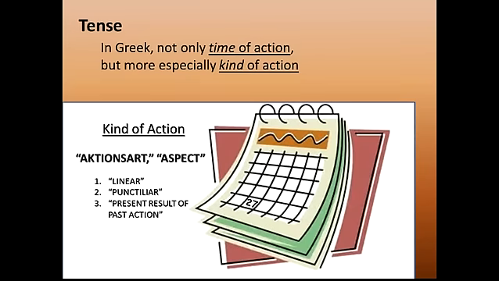We don't need to concern ourselves with that right now, but just understand that when we talk about the Aktionsart or the aspect of a verb, we're talking about this kind of action, and we're asking the question, is it linear, is it punctiliar, is it present result of a past action?